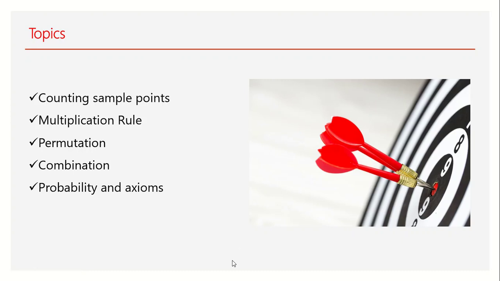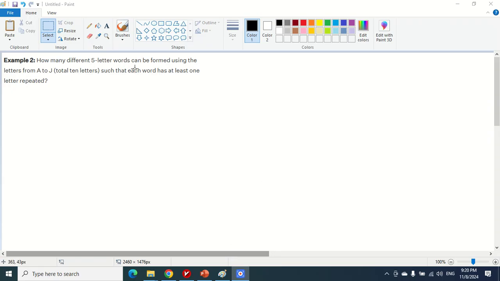So what is the example? The question asks us to find the number of different 5-letter words that can be formed using the letters from A to J, meaning 10 letters in total, such that each word has at least one letter repeated. Let us look at the question clearly. As I said before, understanding the question is the most important part. They said at least one letter is repeated.